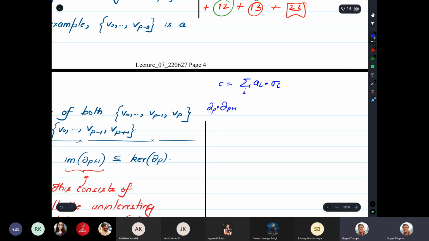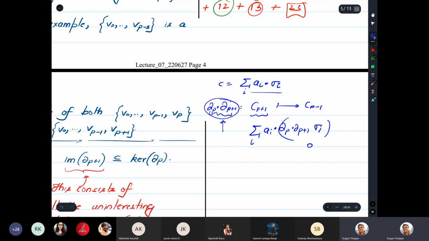Yes. This is a theorem that we proved in the linear algebra class, that the composition of linear operators is also linear. Is this okay? So this composition is itself a linear operator, right? It goes from C_{p+1} to C_{p-1}, and we have a basis for C_{p+1}, and on every basis element, this operator maps it to 0. So if you give a linear combination of inputs to this linear operator, the output will be summation a_i ∂_p(∂_{p+1}(sigma_i)). Since this is 0, this will be summation a_i times 0, and that's why the output will be 0. Is this okay? I hope this proof is clear. If you have any questions, please ask.